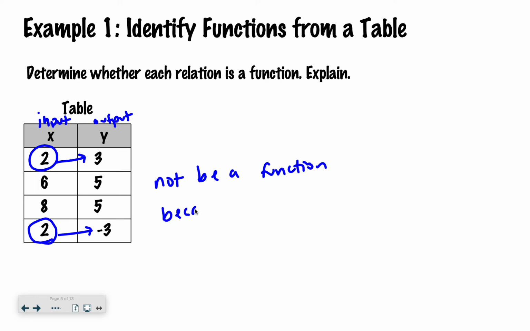because 2 goes to 3 and -3. It's not a function because my input repeated. When you're checking a table to see if something is a function, you want to look to see, do any of your x values repeat? And if they do, are the y values different? That's how you can check to see if something is a function from a table.